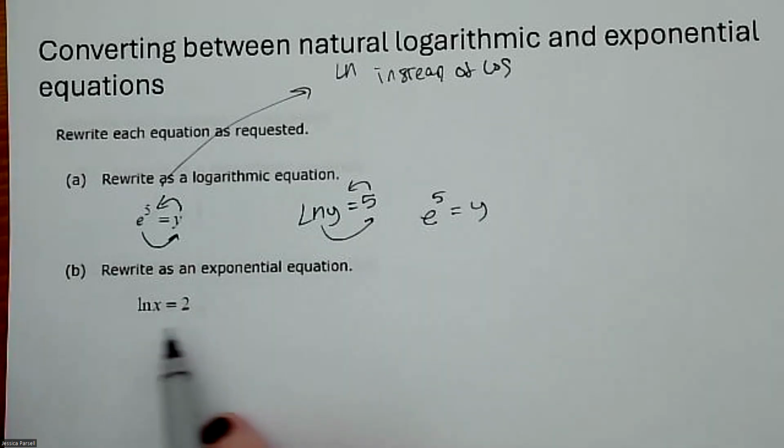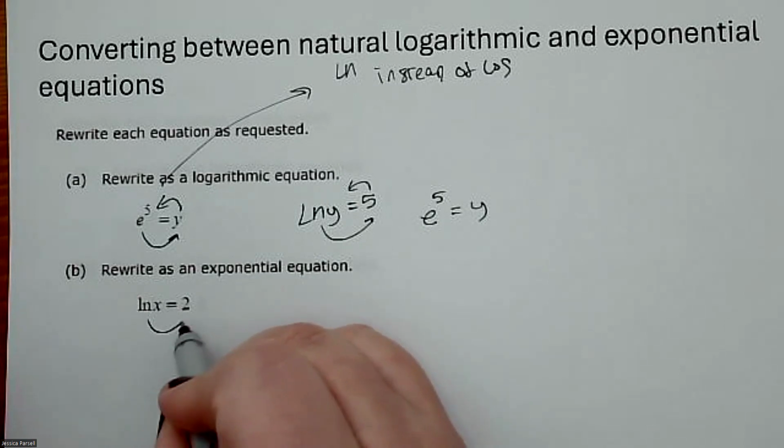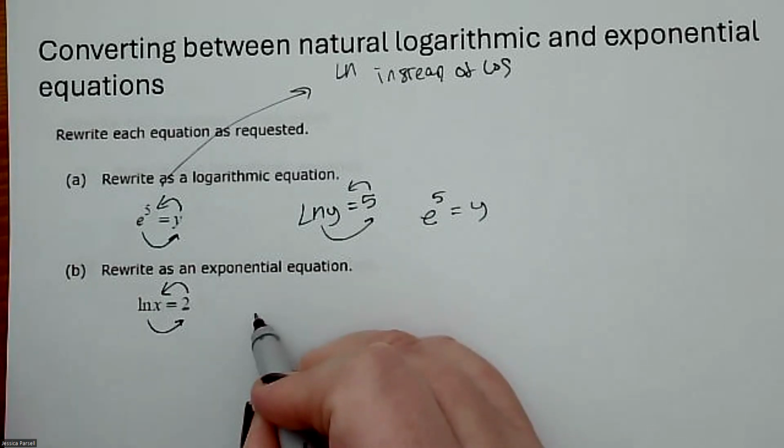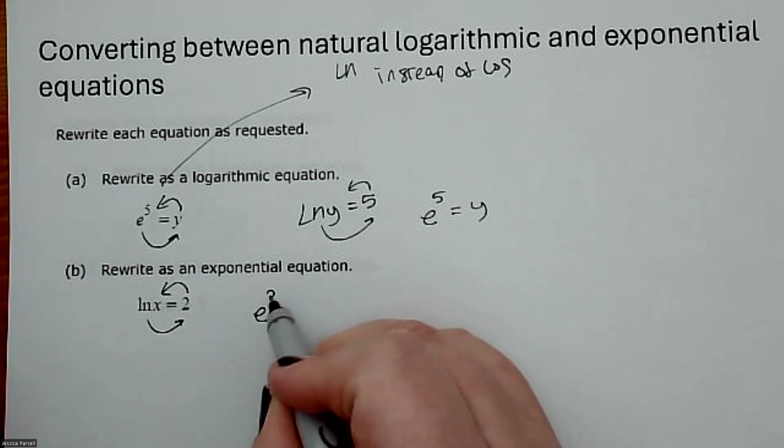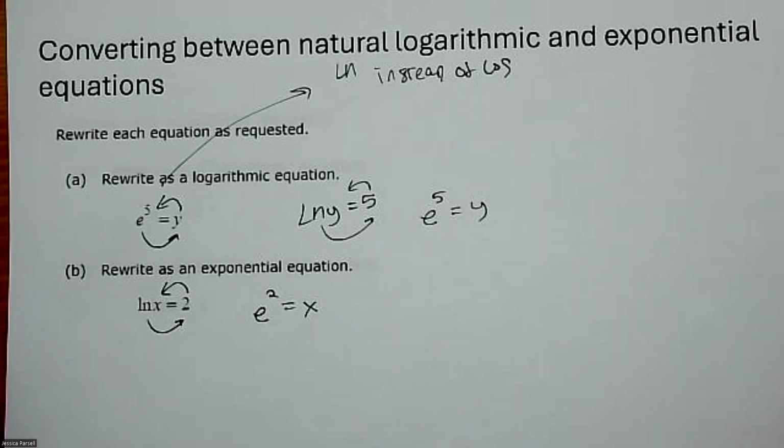Rewrite as an exponential equation. Here we see natural log of x, so you want to get rid of the natural log. You want to replace that with an e. You can still do the circle. This becomes e. Instead of ln, change it to e to the 2nd power equals x.